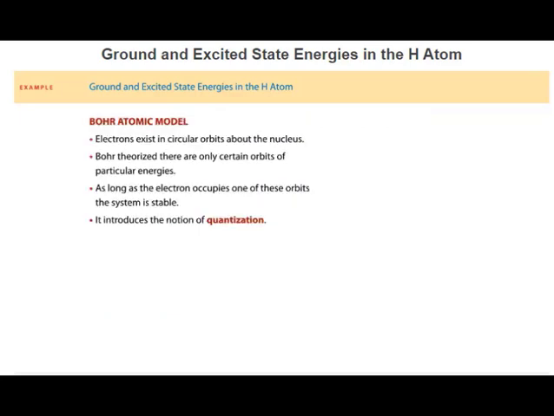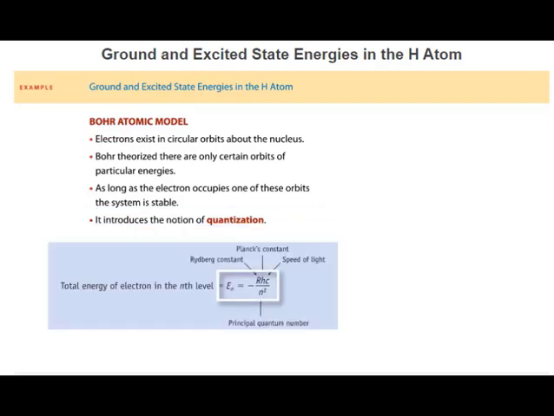In the Bohr model of the atom, electrons exist in circular orbits around the nucleus. A key idea of the model is that only certain orbits of particular energies are allowed. As long as the electron occupies one of these orbits, the system is stable. Importantly, this introduced the idea of quantization, that electrons cannot have random energies, but only certain energies in a stable system. Bohr derived the equation for the energy of an electron in an orbit.